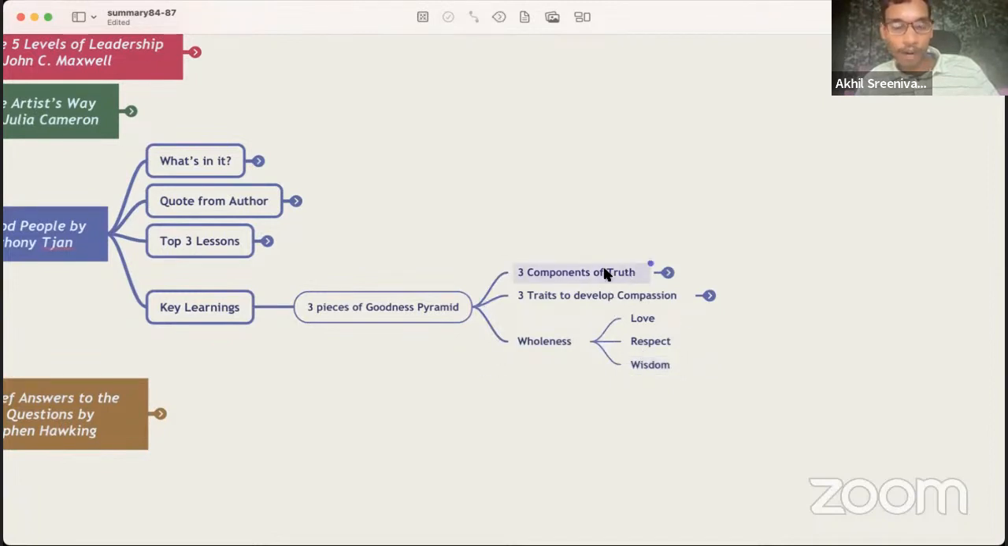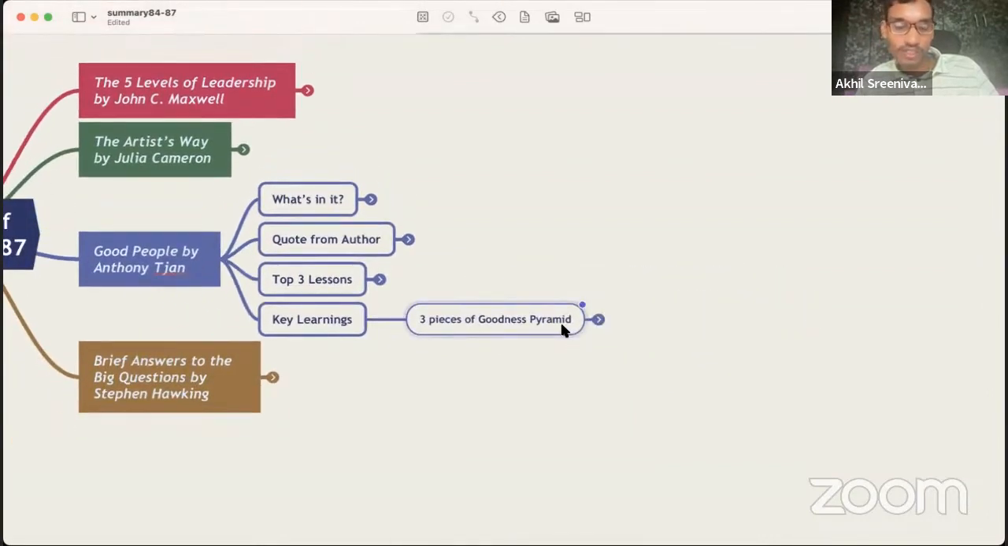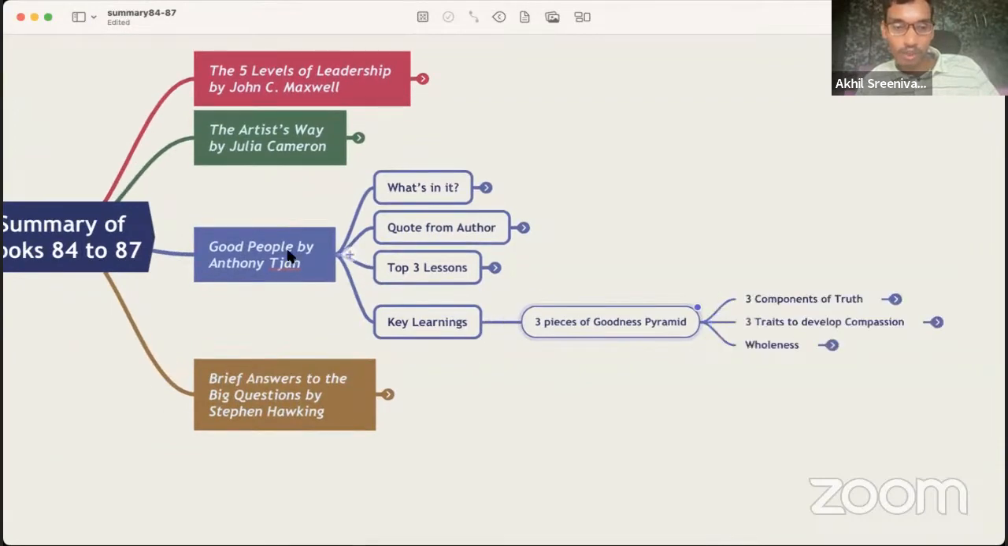The bottom line of the pyramid is truth and compassion. When you have truth and compassion in the bottom line, wholeness and wisdom at the top will be possible very easily. So that's how you can have surroundings with good people. If you want to identify good people around you, or if you want to become a good person, just imbibe these three things in your life: truth, compassion, and wholeness. If you imbibe these three in the goodness pyramid, then you are surrounded by good people in your work area as well as in your business.